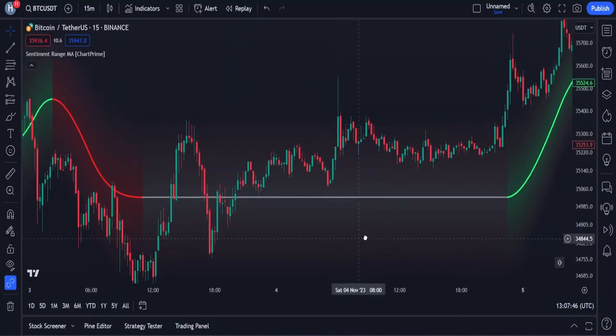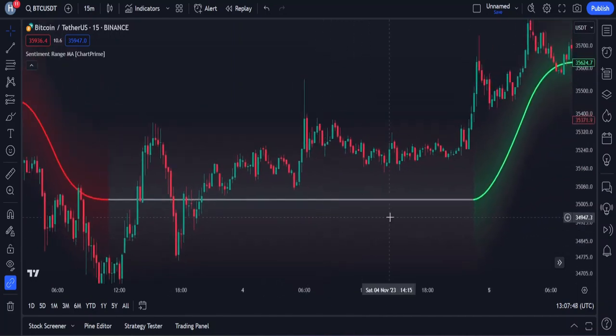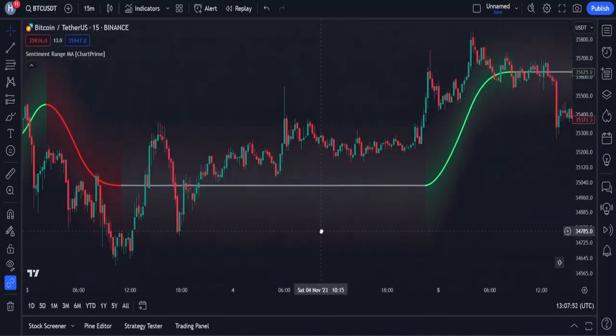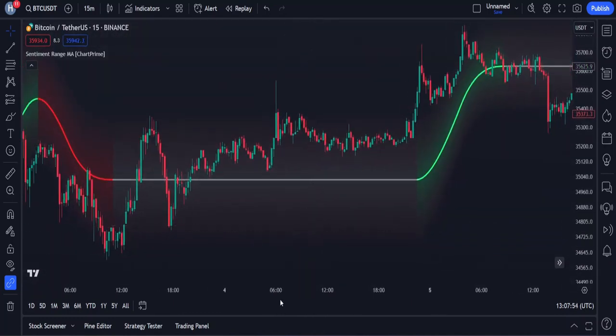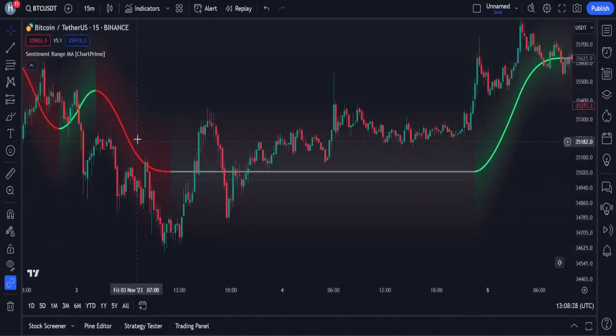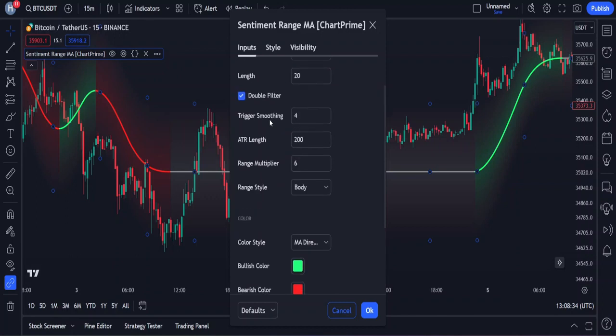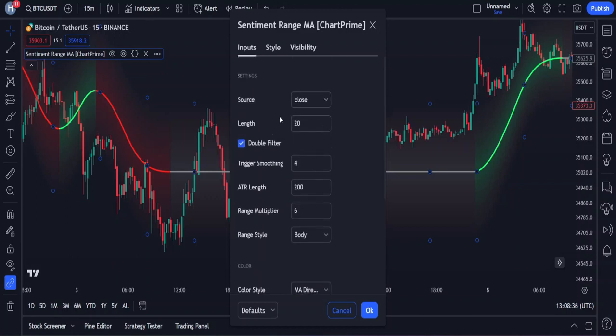What makes this indicator more accurate than the regular MA is that it has more complex calculations than a regular moving average, which means the Sentiment Range MA gives more accurate signals. Now, let's access the settings for this indicator. In the Input section of the settings, you can customize the moving average length and sensitivity. I personally prefer setting the length at 40.